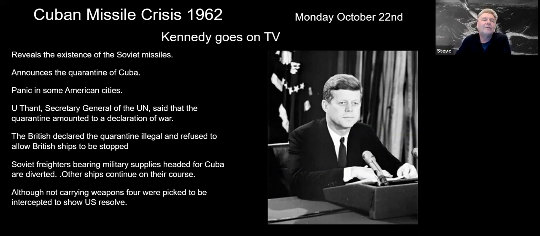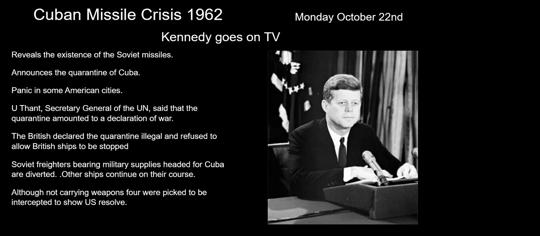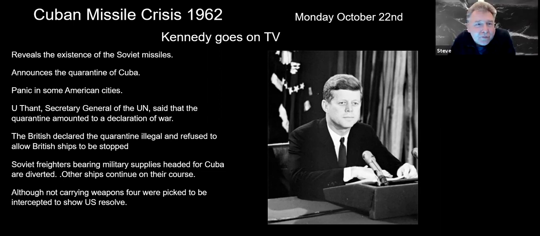So he goes on TV and he reveals the existence of the missiles. He announces a quarantine. This causes panic in American cities, especially on the East Coast, with people packing up and buying dog tags to wrap around the kids' necks so they can be identified, and heading for the hills and all that. U Thant, who was the acting Secretary General, said the quarantine amounted to a declaration of war. The British also declared that the quarantine was illegal and refused to allow any British ships to be stopped or boarded or anything. At this point, on Monday, October 22nd, the Soviet freighters, which were bearing military supplies and nuclear warheads, are diverted by Khrushchev. Other ships that are not carrying such things carry on the course.